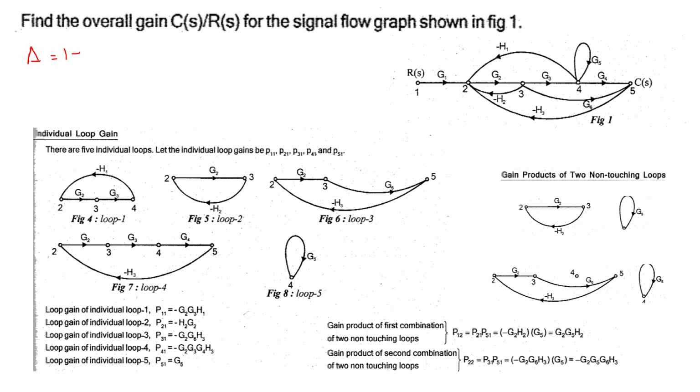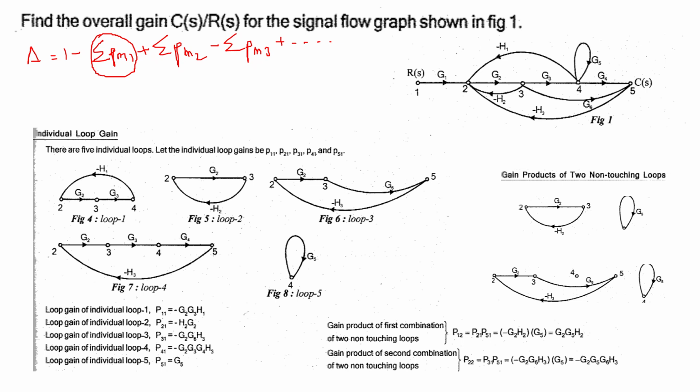So we write it like sigma PM1 plus sigma PM2 minus sigma PM3 plus it goes on. Sigma PM1 collectively says the sum of the individual loop gains. What is a loop? A loop is where the signal starts from a node and ends at the same node, passing through different nodes, not more than once.